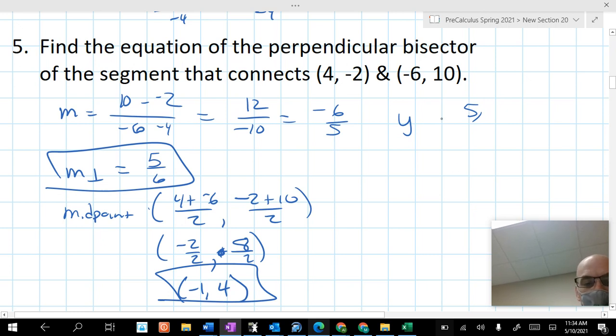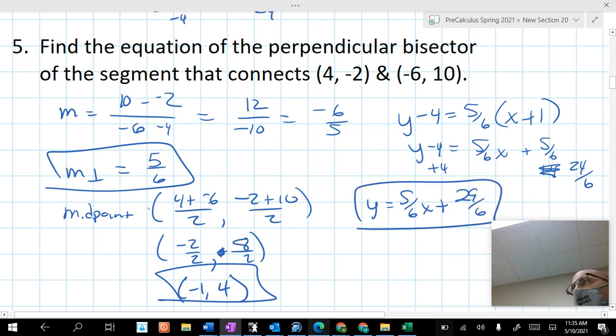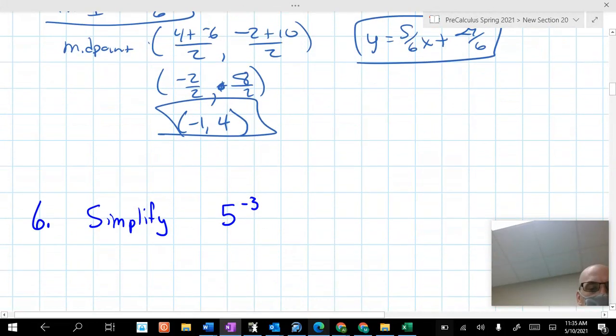You could tell me a little sooner than at the end of the problem. So y minus 4 equals 5/6 times (x plus 1). And then add 4. So y equals 5/6 x plus 4, which is the same as 24/6. So it's 29/6. Is that what you got? 5/6 x plus 29/6? All right, that looks better.